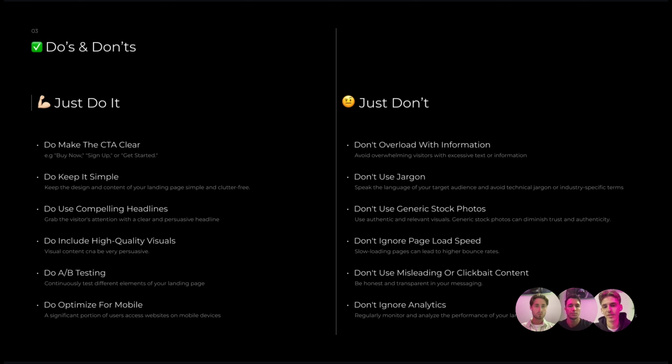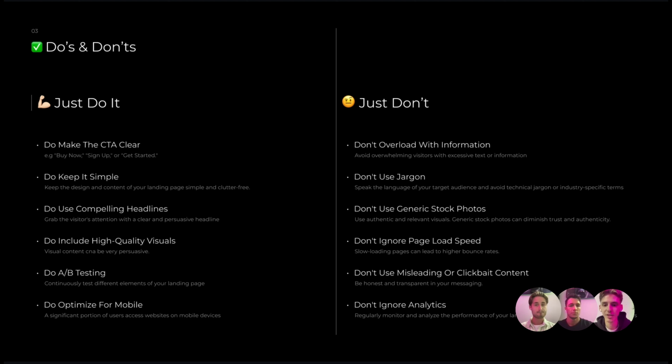Some things that you just shouldn't do. Don't overload with information, so don't make a really long landing page because you want to tell everything about your company and why it's important and why your product is so amazing. Don't, because a visitor doesn't expect it. They just want the quick information and to buy it. So avoid that. Don't use jargon, so speak the language of your target audience and avoid technical jargon, so everyone will understand it. It's also for a bigger audience, so not even just your target audience, maybe even bigger, so everyone should understand.